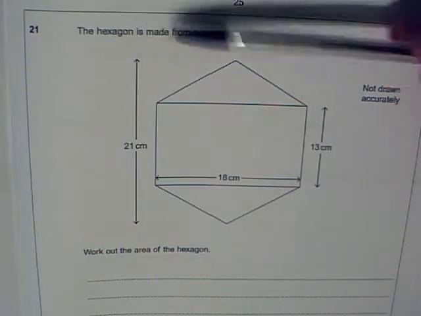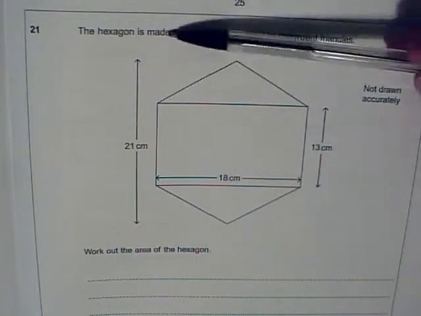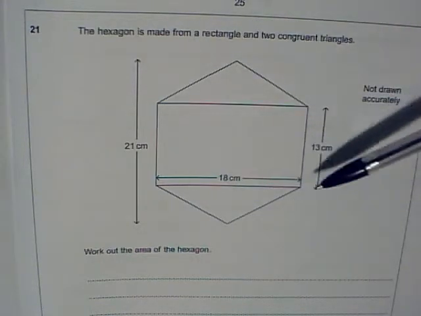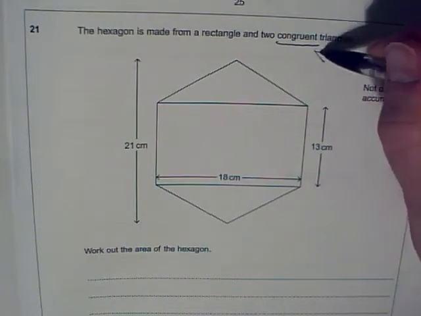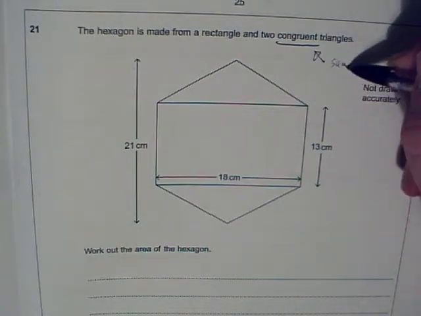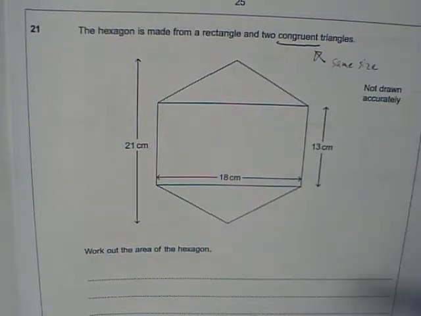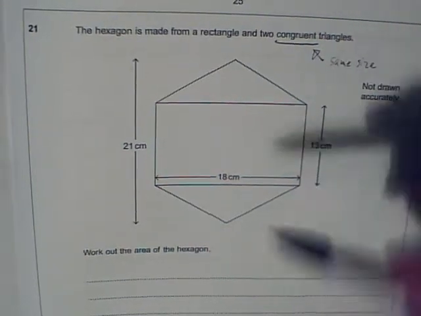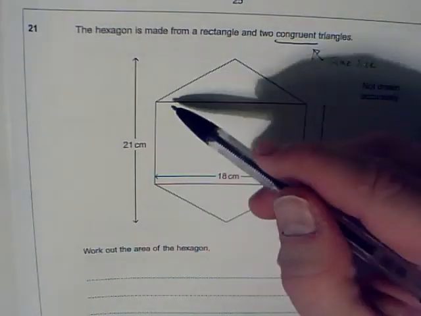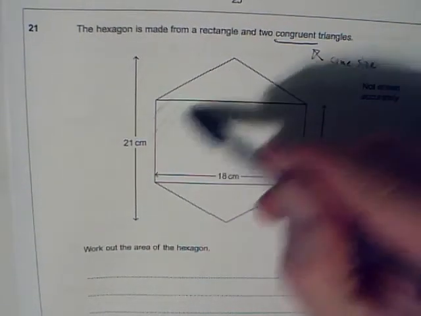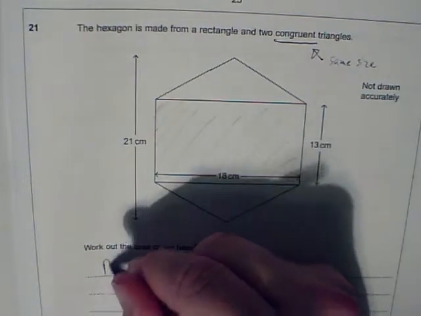Okay, a hexagon, so that's this six-sided shape around the outside, is made from a rectangle, there's my rectangle, and two congruent triangles. Now this congruent means that they are the same size, they've got the same side length, the same angles. Okay, work out the area of the hexagon. So I'm going to work out it in chunks. I'm going to work out firstly what the area of the rectangle is. So it's a 5-mark question.